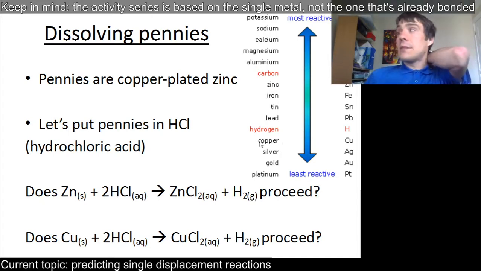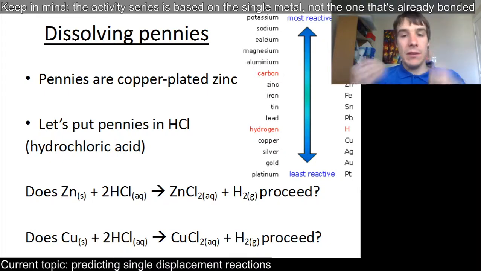But copper has a lower activity than hydrogen. It's not as strong as hydrogen. It can't push hydrogen out of the way and take its place. So the top reaction will proceed. The bottom reaction will not proceed as written. So it's not as simple as just predicting the products. You also have to predict whether those products are reasonable, whether they're going to work with an activity series. And I'm going to find a video of that penny experiment and I'll show it off.